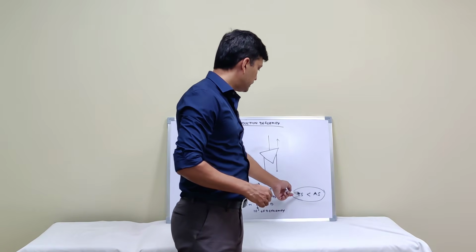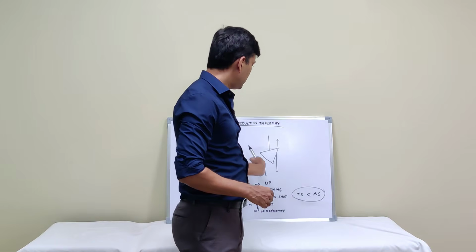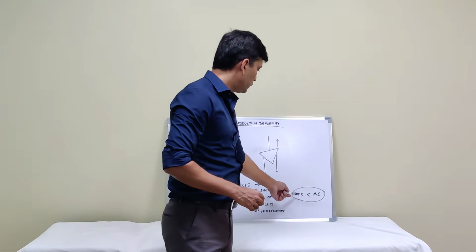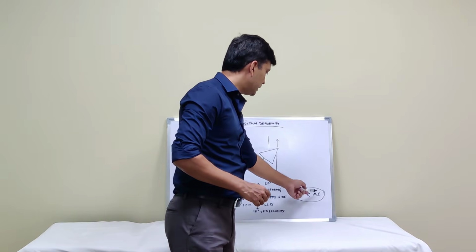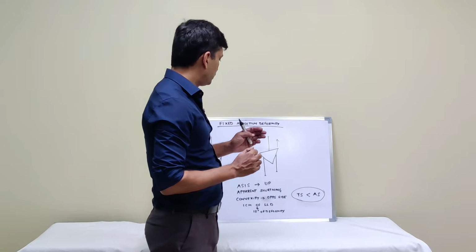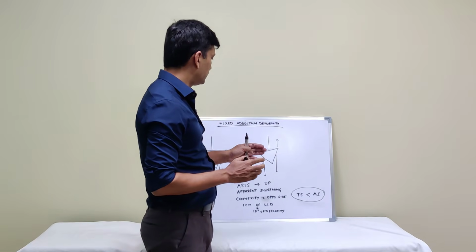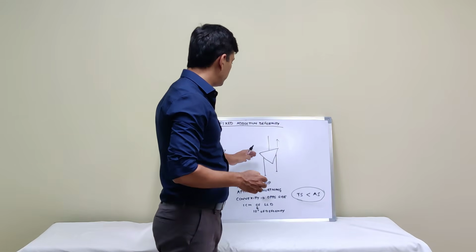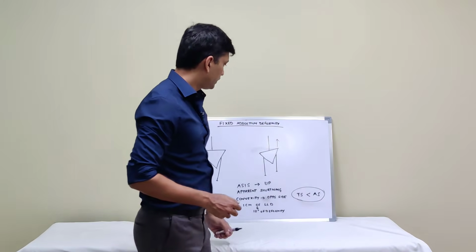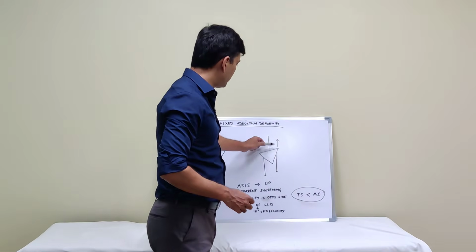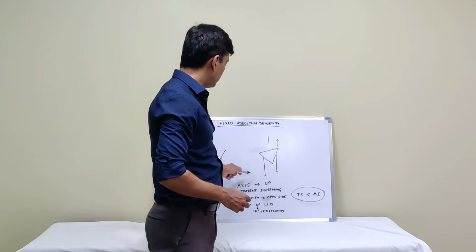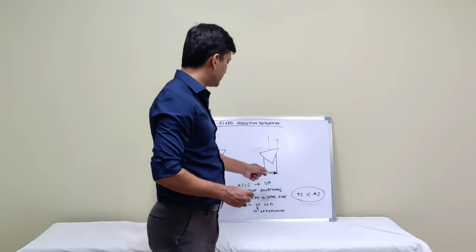So if you see there is true shortening in this scenario, in adduction deformity, it will actually be less than the apparent shortening. The true shortening is less than the apparent shortening, and that is because, if you see here, the pelvis is lifted up, there is apparent shortening. So the shortening is exaggerated.